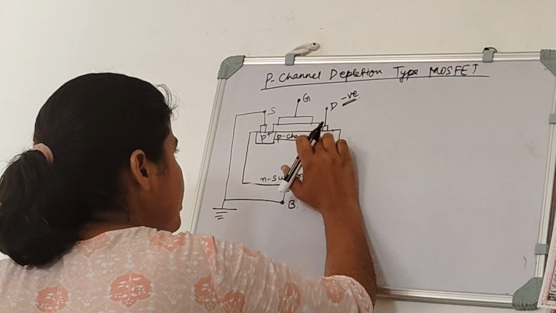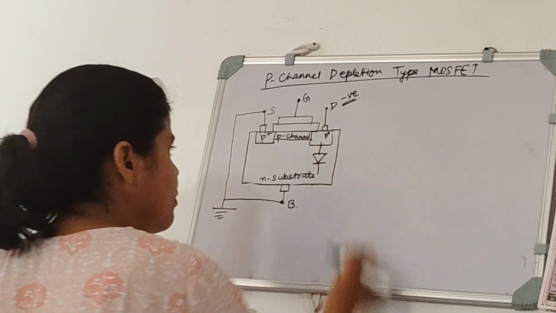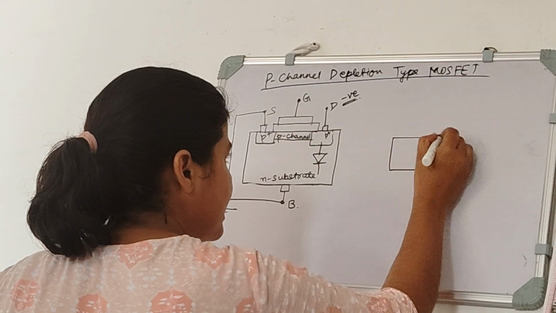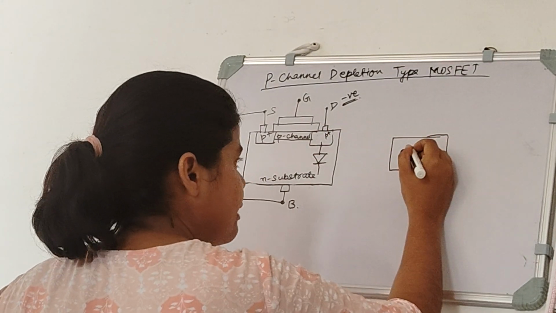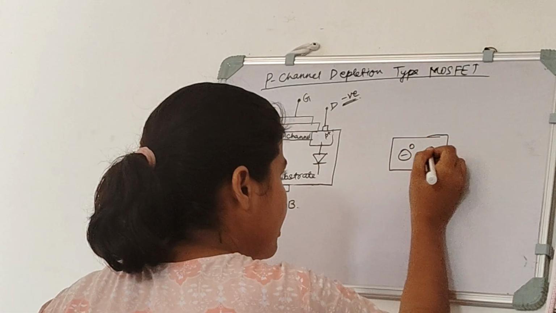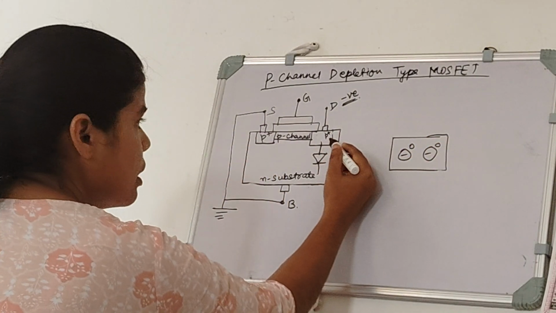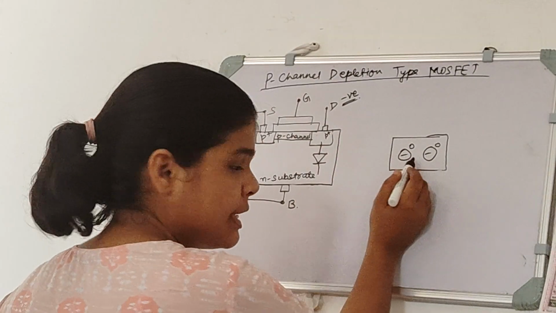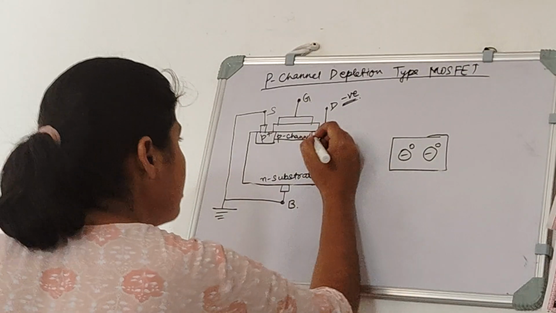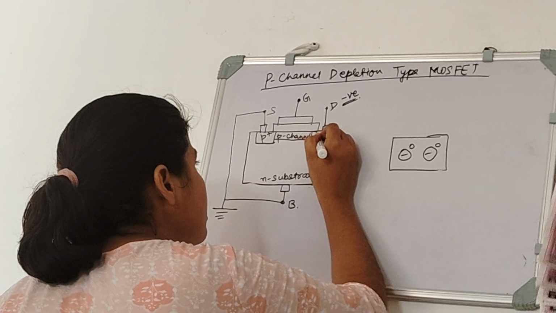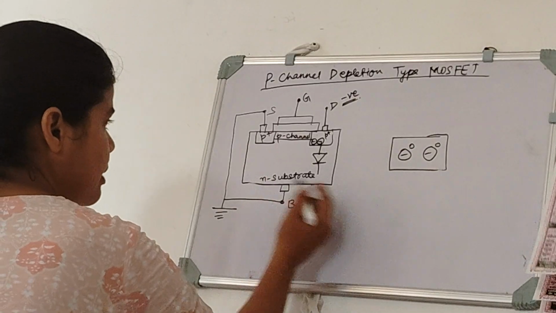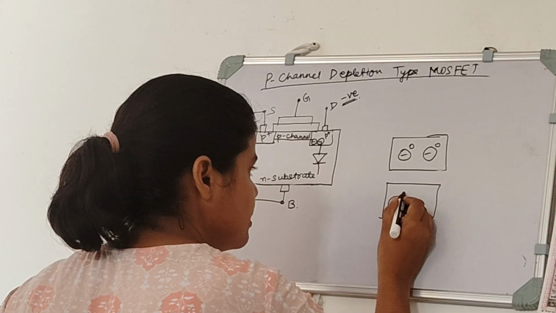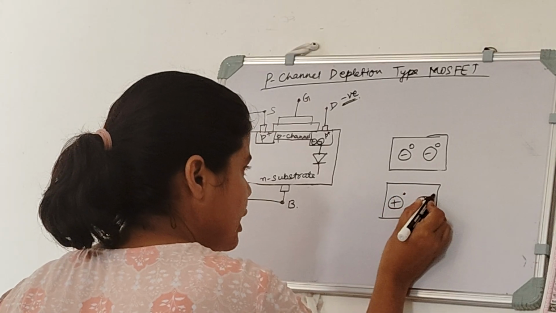Here we will have a depletion region, and in the depletion region we know that, first of all, p-type material looks like this: negative ion paired with holes, negative ion paired with holes. So the drain is made up of p plus type material, so it will also look something like this. So these negative ions will come here, and the substrate is made of n-type material, so n-type looks like this: positive ion paired with electrons.